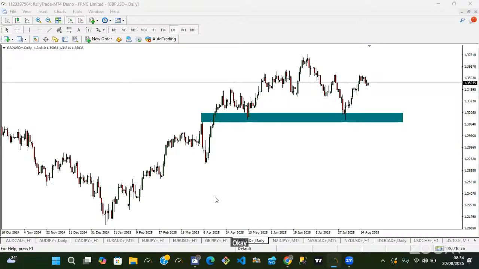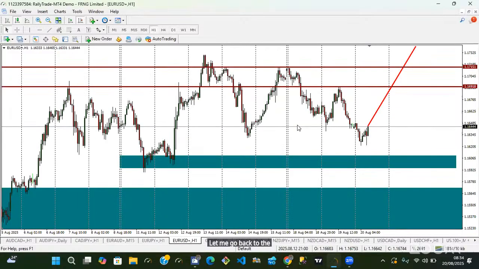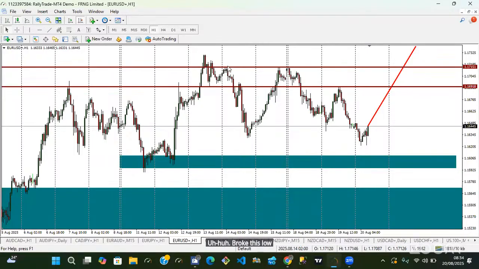Okay, Endurance, I think your question is very interesting. I think I should answer that. It says that with the lower low that EUR/USD is doing on a daily time frame, I thought it has changed structure to the downside. Okay, let me answer. Let me go back to EUR/USD. This is EUR/USD, right? Yes, it broke this particular low. It broke this low, which makes this area a supply area, and it is respecting that supply area.